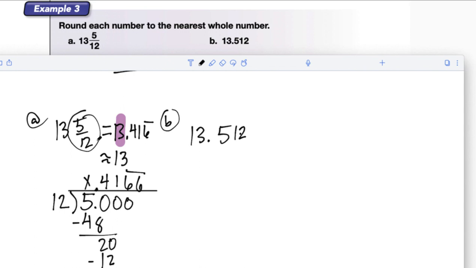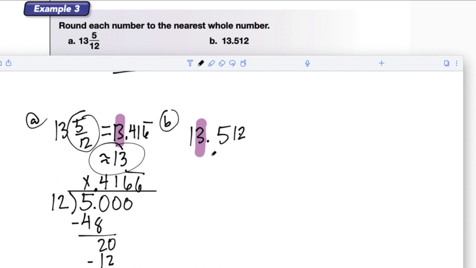No. We're going to just say that this is just about 13. All right, so that's our answer there. Here, on the other hand, we are looking at the 3. And in this case, 5 does follow right after 3, and that tells me that I'm going to have to lift this up. So this is about 14. And that's how we do that.